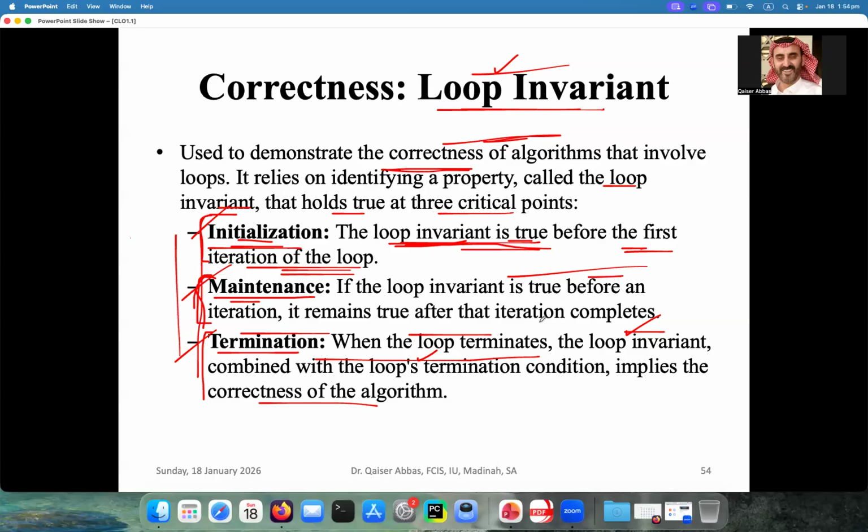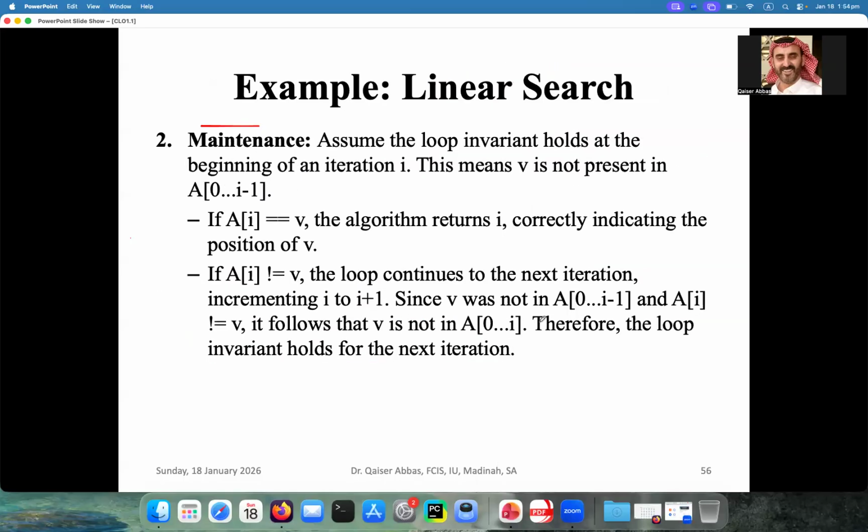Termination is the next step. So now assume that the loop invariant holds. This is like mathematical induction. Here in the maintenance, you can take an assumption. And in the next, which is termination, there you have to prove. Okay.